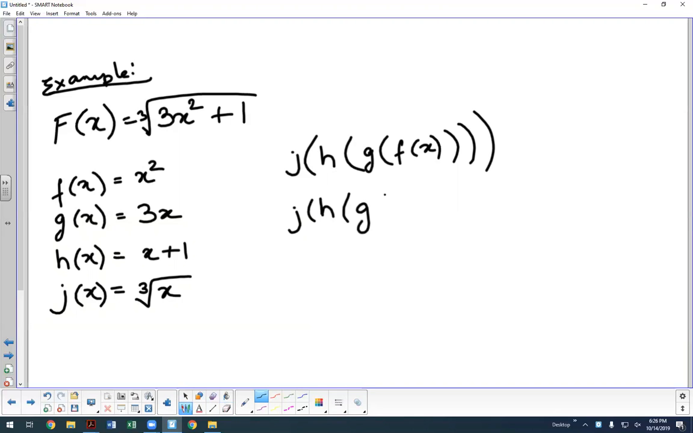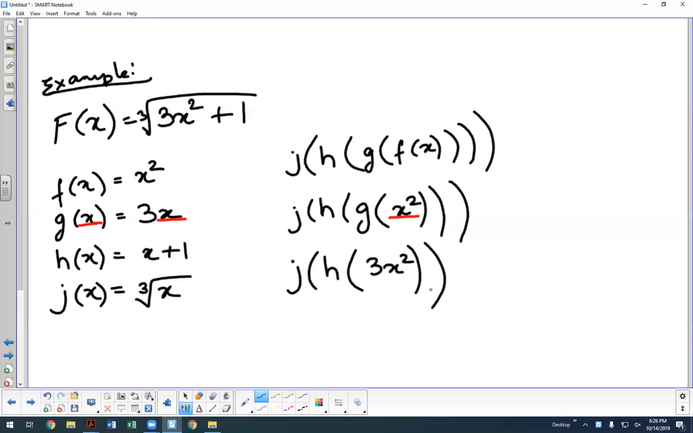j of h of g, and the input for g is going to be the x squared function. So that means everywhere that I have an x, I'm going to replace it with x squared. So that will end up becoming j of h, g of x squared will become 3x squared.